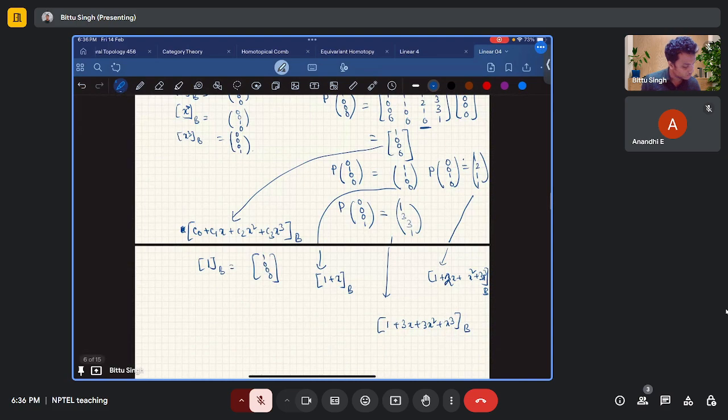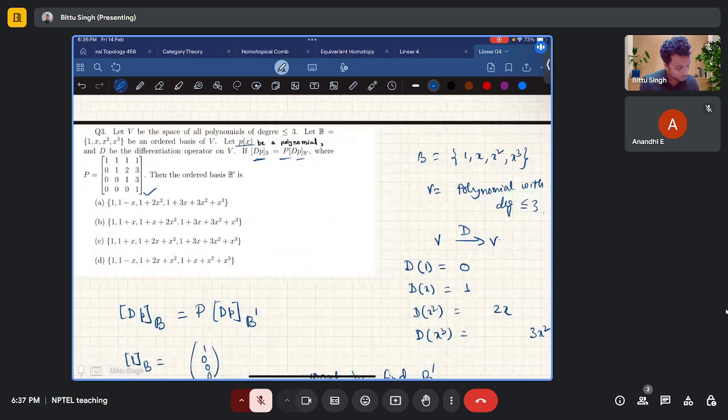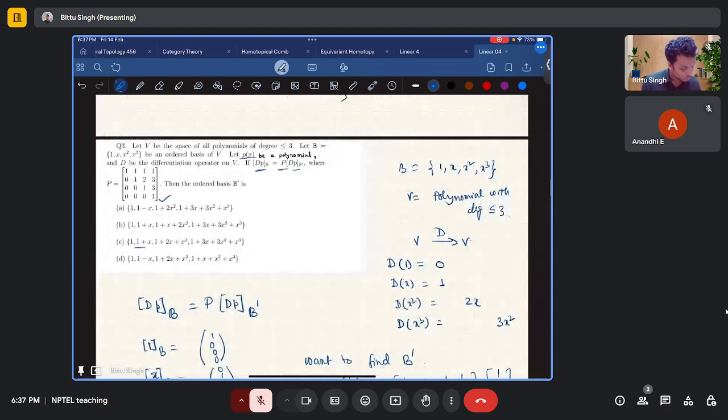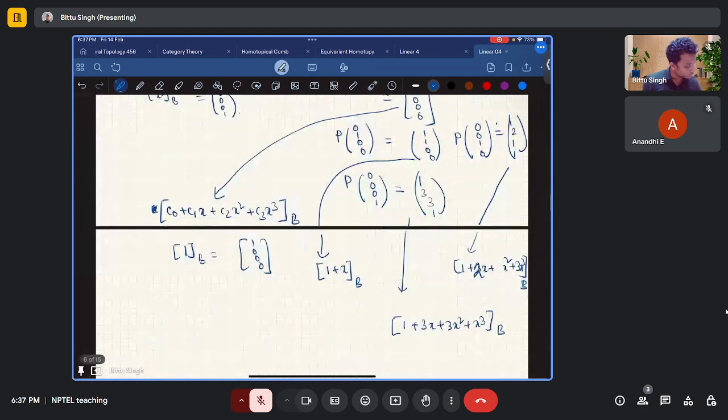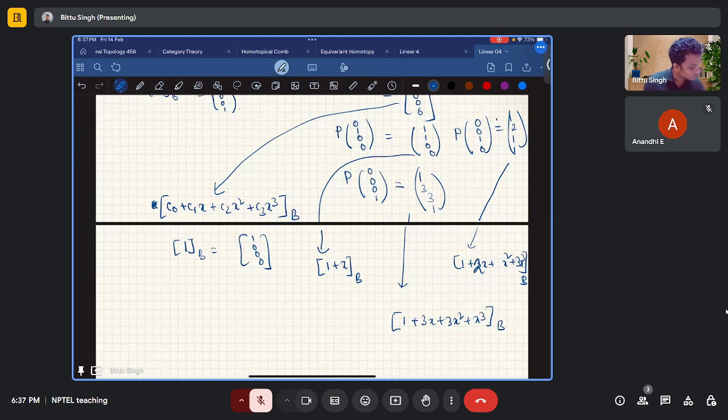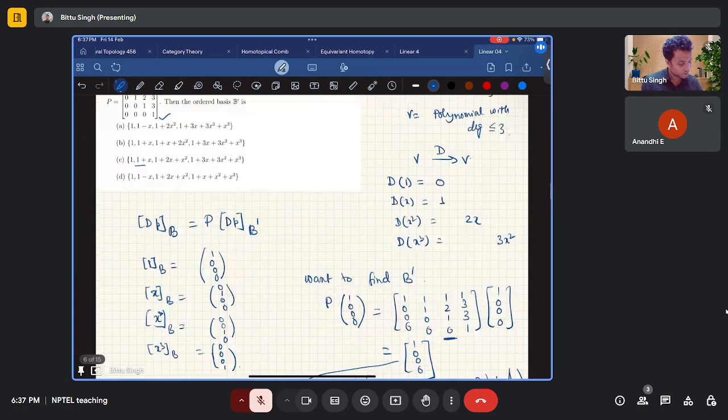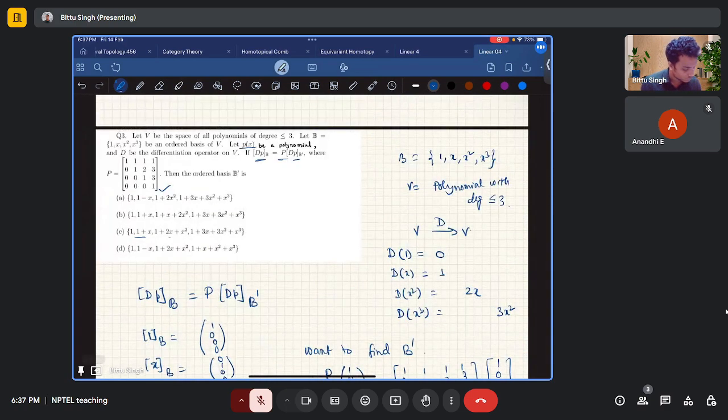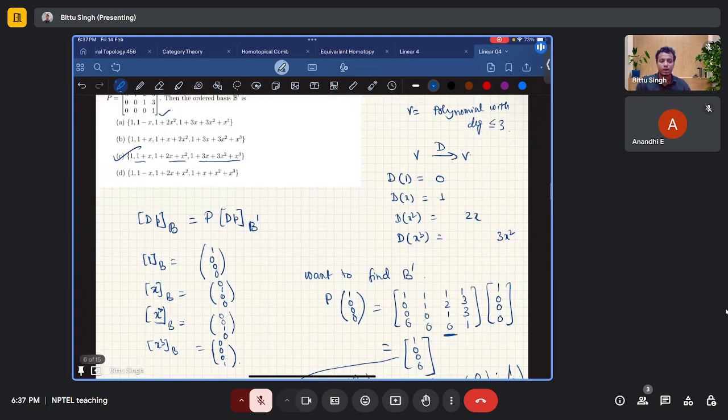So if we compare, first one is 1, then 1 plus x, then 1 plus 2x plus x square. Sorry, there is actually 0. 1 plus 2x plus x square. So this is okay. Then 1 3 3 1. So this C will be the correct answer.